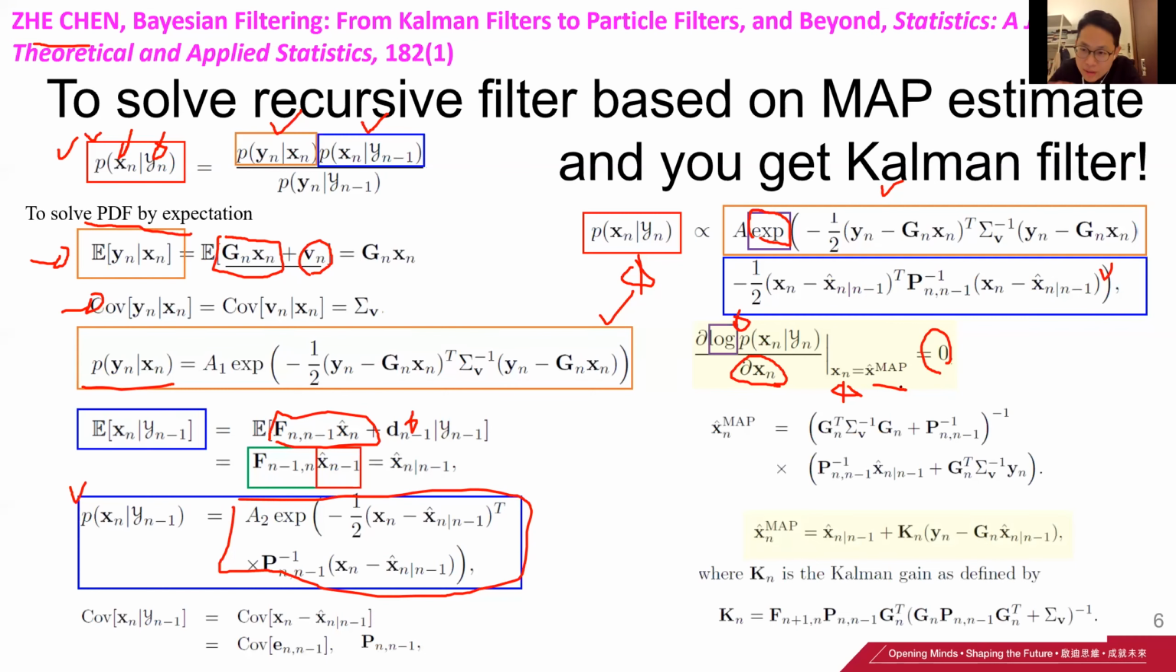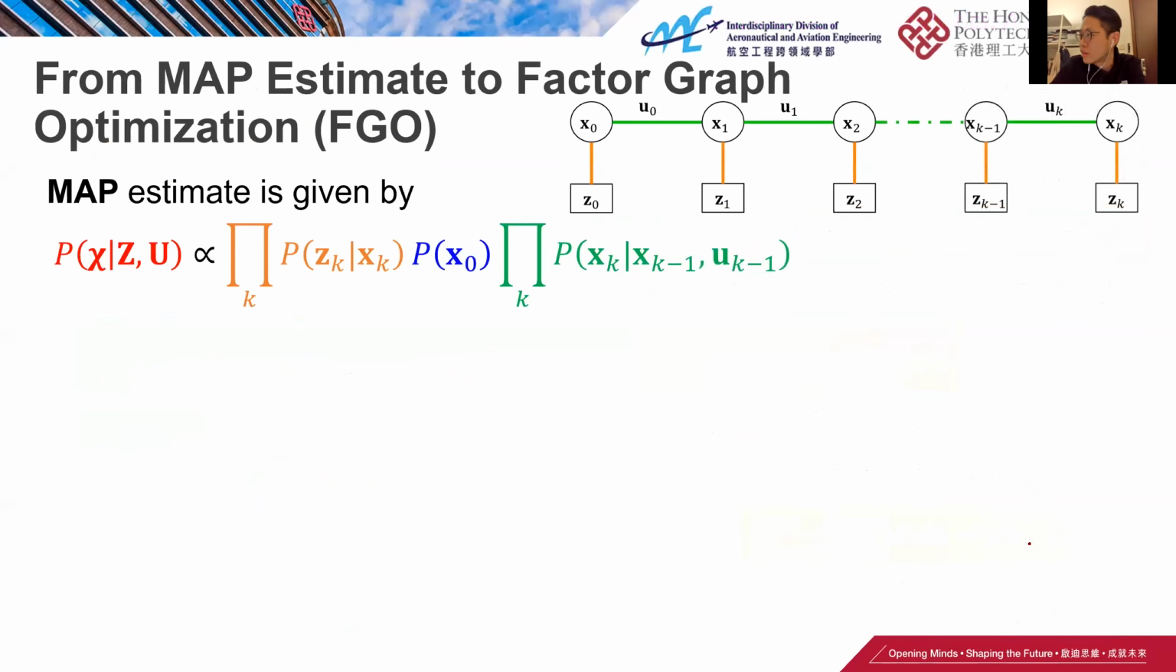By solving this one, if you want to check the derivation, go check the paper. But by solving these equations, in the end you come up with the EKF measurement update equation that we see frequently. So EKF is definitely a MAP estimate. How about FGO? Let's go to our topic. How about FGO? Again, FGO is also a MAP.